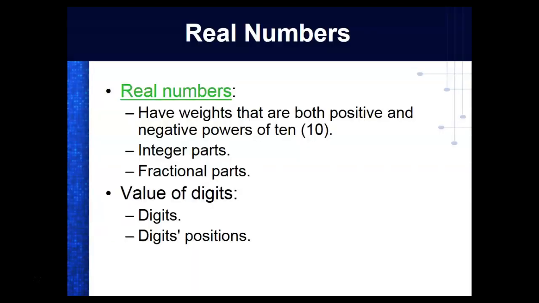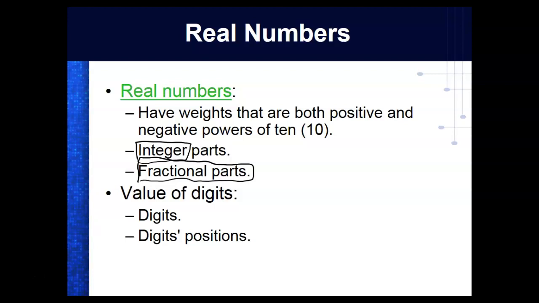Real numbers have weights that are both positive and negative powers of ten. We have an integer portion. Of course, an integer is a whole number, and we have a fractional portion. So in PLCs, we probably deal with integers more than we do fractions. But we have to learn how to deal with those because we have fractional portions in real life. But like all our counters are going to be integers. So integers are whole numbers. They have no fractional portion.